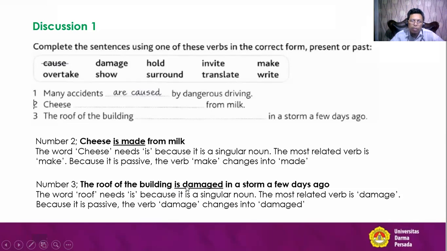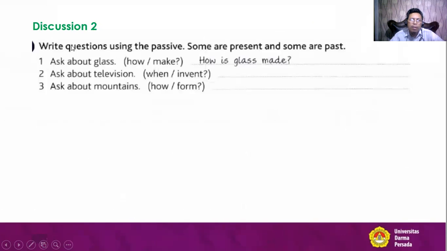I'm very sorry for this mistake. I forgot to change this one. It's supposed to be was. Okay, we continue. Now, discussion 2. Write questions using the passive. Some are present and some are past.